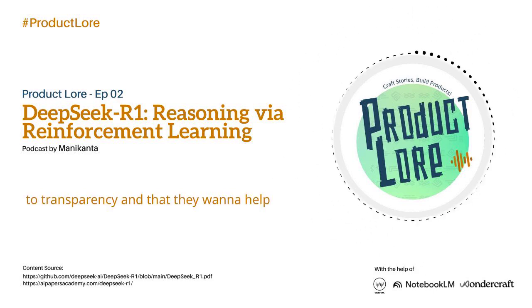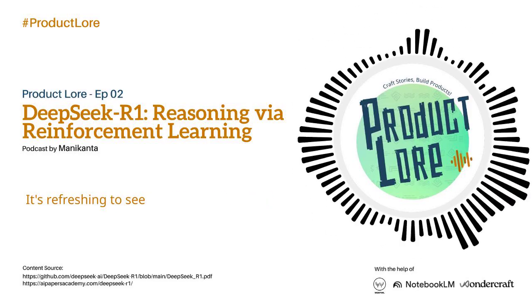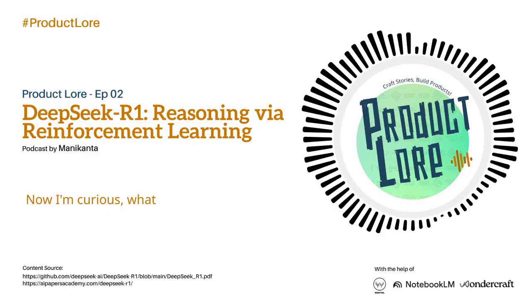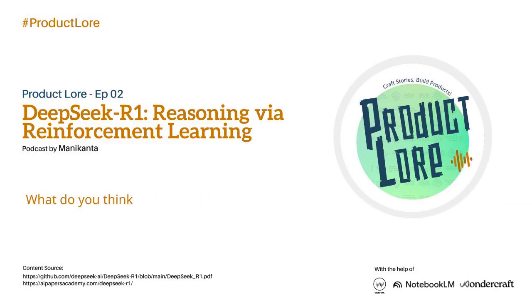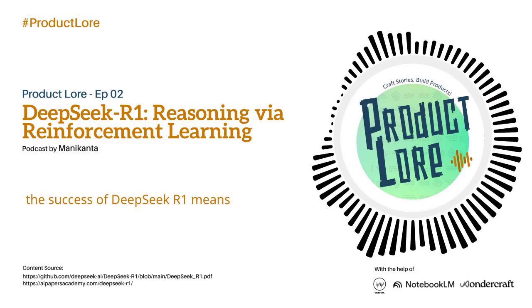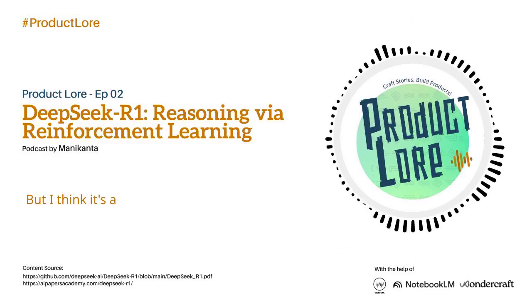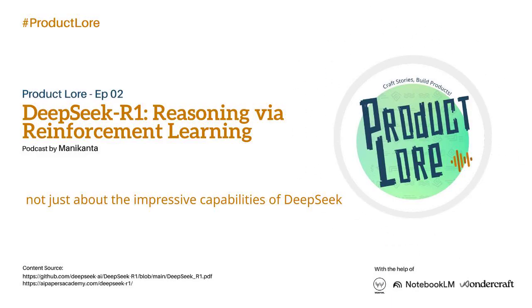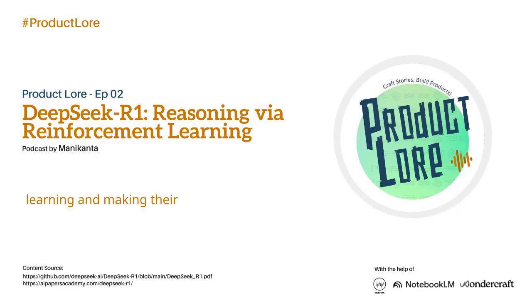There is. But the good news is that the DeepSeek team is aware of these limitations, and they're actively working on solutions. And the fact that they're sharing these limitations openly is a good sign. It is. It shows that they're committed to transparency and that they want to help the entire AI community learn and grow. I agree. It's refreshing to see that kind of honesty in the AI world. Now, I'm curious, what are your thoughts on the bigger picture here? What do you think the success of DeepSeek-R1 means for the future of AI?